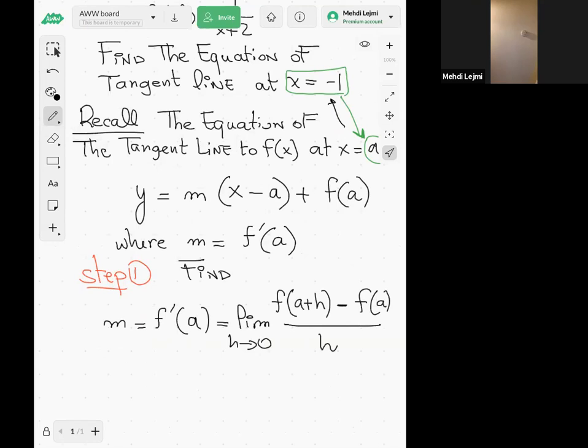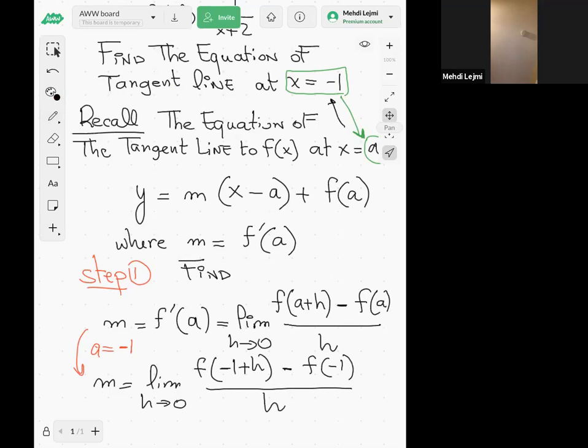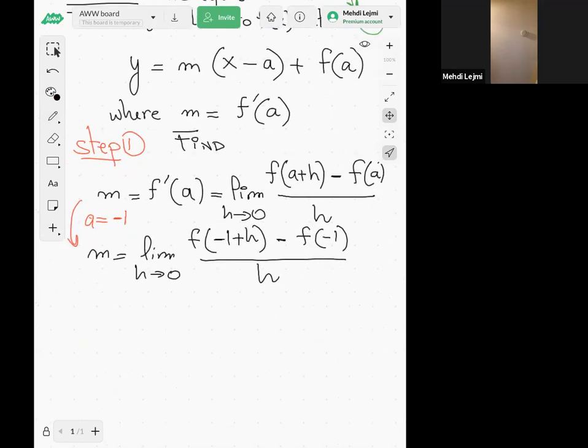So let's compute this m. My m would be a limit, h going to 0, and we said a is negative 1. So we're going to have f of a plus h, so that'll be f of negative 1 plus h, minus f of a, so f of negative 1, over h. All right. So in this formula, we need to find two things. First, we need to find f of negative 1 plus h. And then we need to compute f of negative 1, and then compute the limit, right?